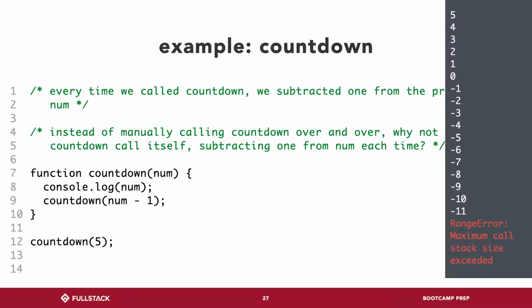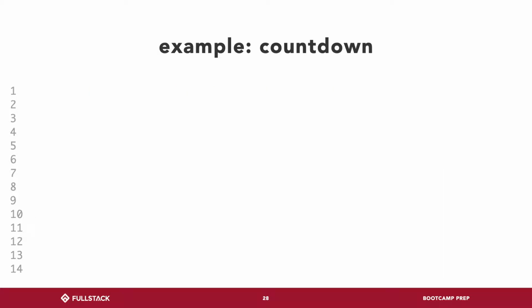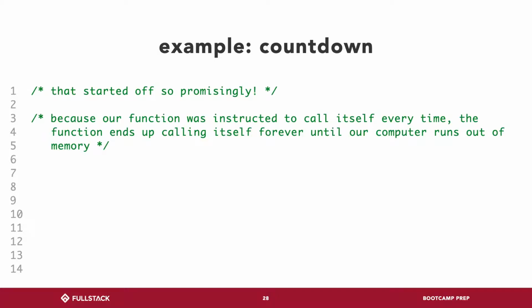So everyone understands that this will run forever, right? You call this, it's just going to run forever. That started off so promisingly, right? Because our function was instructed to call itself every time, the function ends up calling itself forever until our computer runs out of memory.